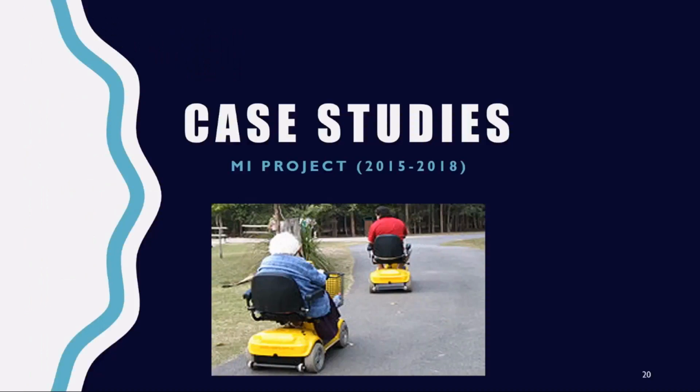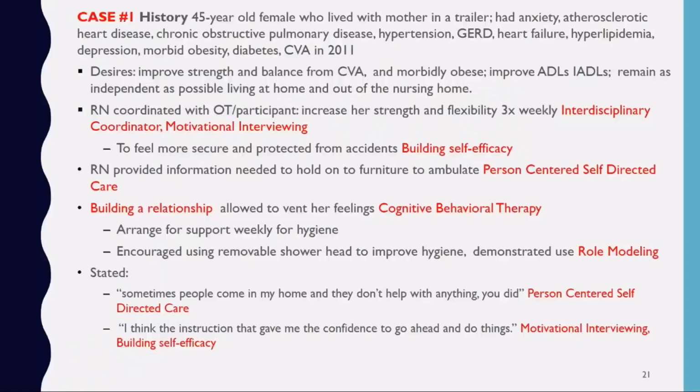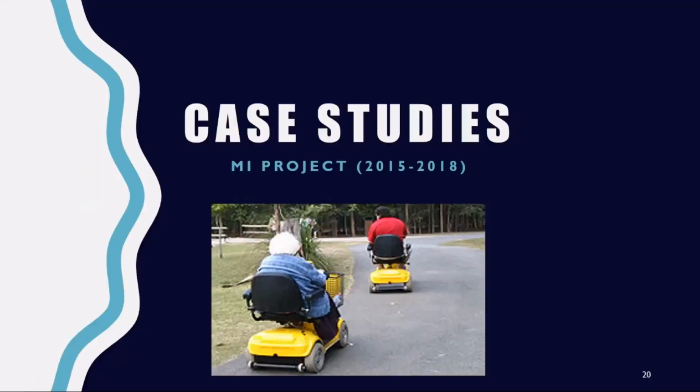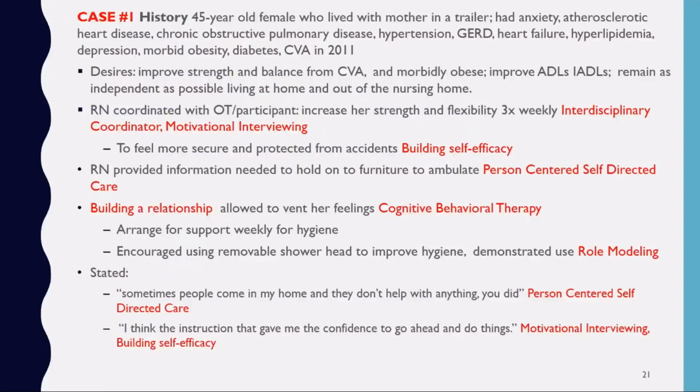So here's a case study of a real-life My Choice participant who received this evidence-based model of care in our pilot study. Case 1 is a 45-year-old female who lived with her mother in a trailer, had anxiety, atherosclerotic heart disease, COPD, GERD, CHF, hyperlipidemia, depression, morbid obesity, and diabetes, and a stroke in 2011.